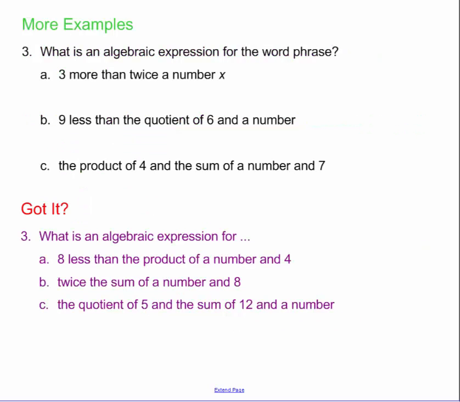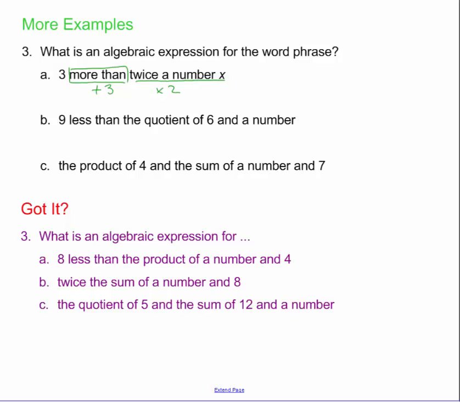Now it's time for some more examples. A little bit more complicated with more steps in them. What's an algebraic expression for the word phrase 3 more than twice a number x? So there's two things going on here. There's more than, which tells us we're going to have to be adding 3, and then we have this other part, twice a number x. Well, to get twice as much as something, you have to multiply it by 2.